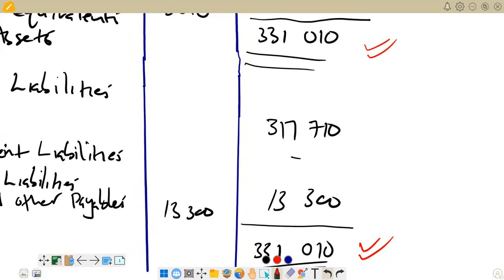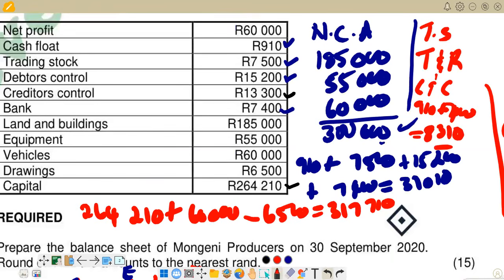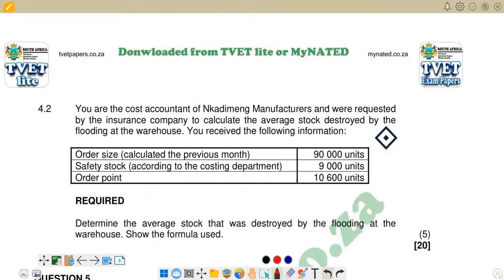Then we can look at the second part of the question. It says you are the cost accountant of Gadibeng Manufacturers, and you were requested by the insurance company to calculate the average stock destroyed by the flooding at the warehouse. You receive the following information: the order size calculated the previous month is 90,000 units, the safety stock according to the costing department is 9,000 units, and the order point is 10,600 units. The required part reads: determine the average stock that was destroyed by the flooding at the warehouse. Show the formula used.